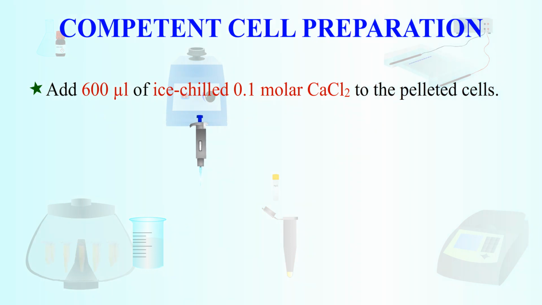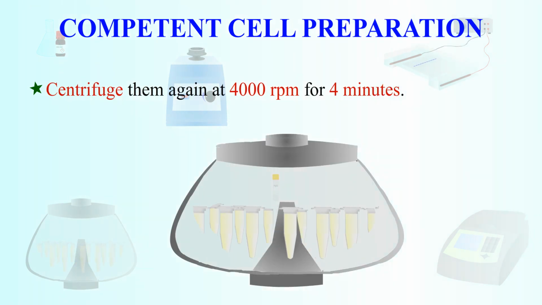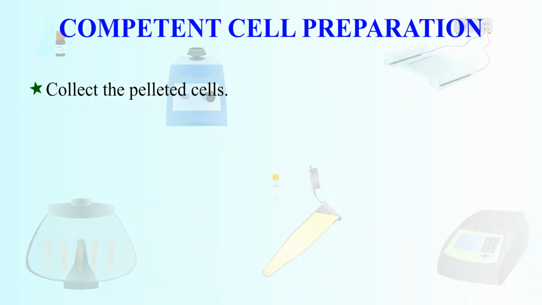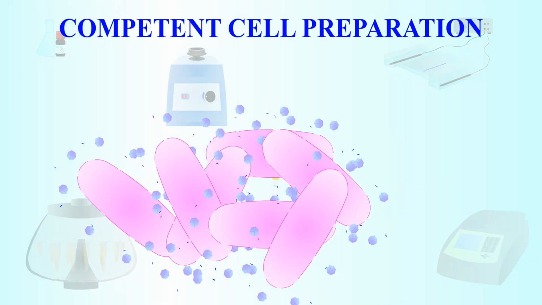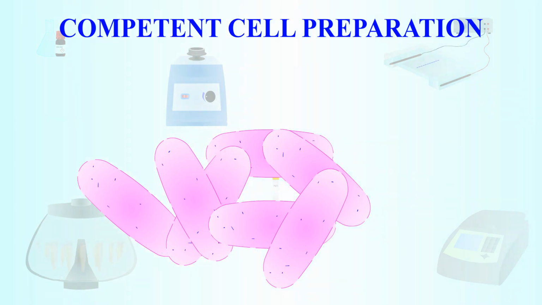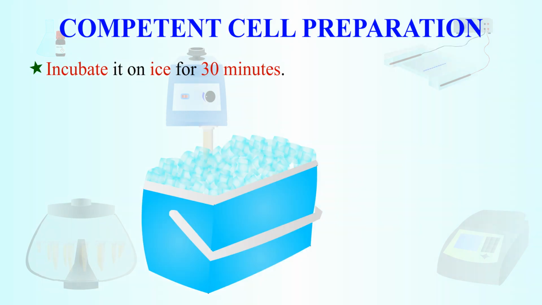4. Add 600 microliter of ice-chilled 0.1 molar calcium chloride to the pelleted cells, and incubate them in ice for 30 minutes. 5. Centrifuge them again at 4000 rpm for 4 minutes, and collect the pelleted cells. Now all the cells in the tube have become competent. The next step is to add DNA into the competent cells. For that, add 100 microliter of ice-chilled 0.1 molar calcium chloride, along with 5 microliters of DNA sample. Incubate it on ice for 30 minutes.